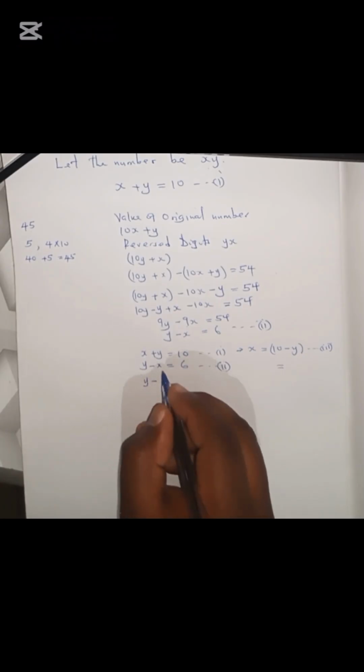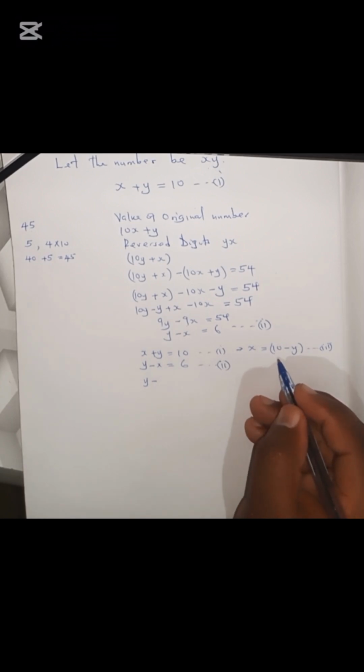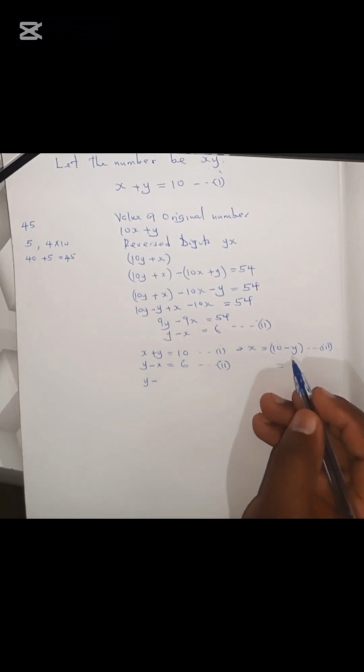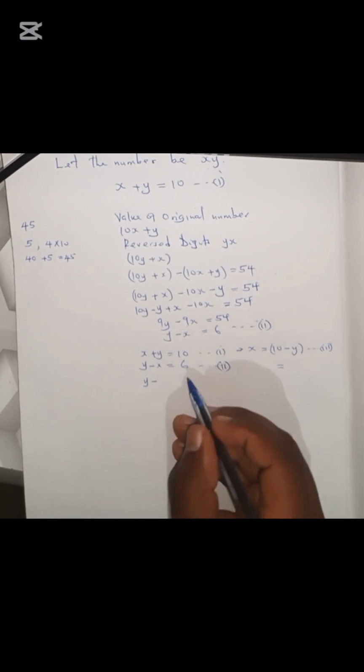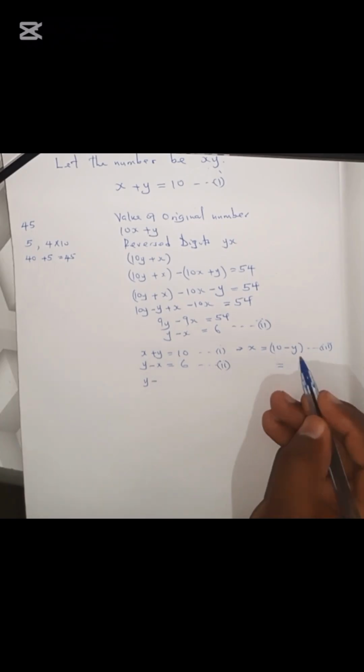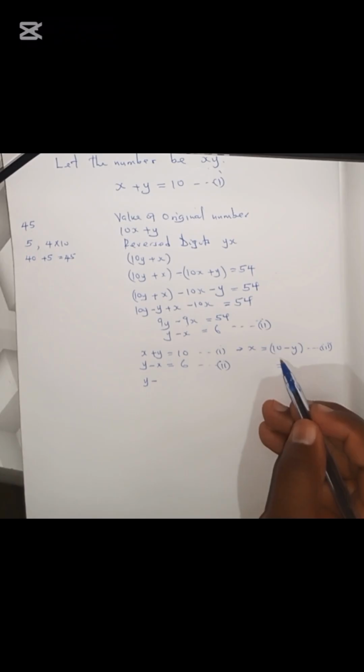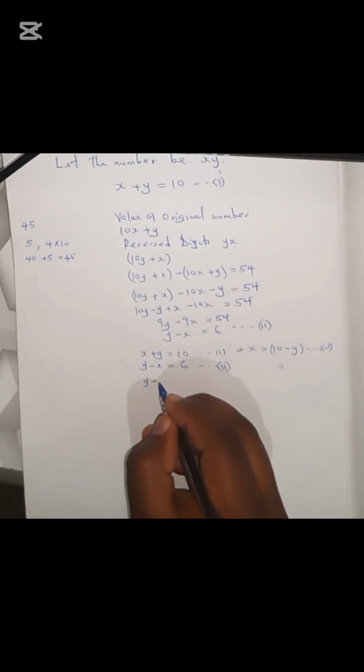y minus x, but x here is 10 minus y. So where there is x in our equation here, equation 2, now we replace with 10 minus y. That is what we call substitution, because now instead of having x here, where there is x, we replace with 10 minus y. That is what we call the substitution. So we are substituting x with 10 minus y. So we write y minus (10 minus y) equal to 6. So that is what we have.